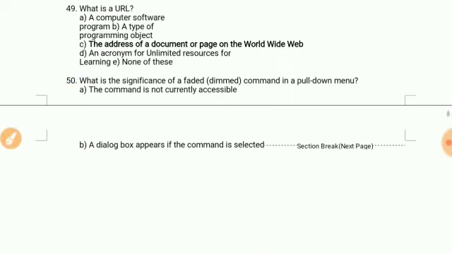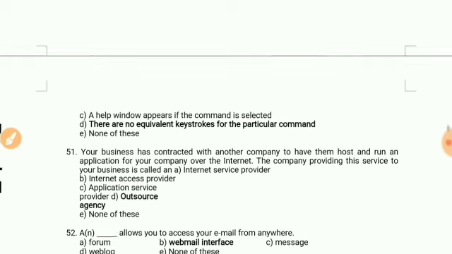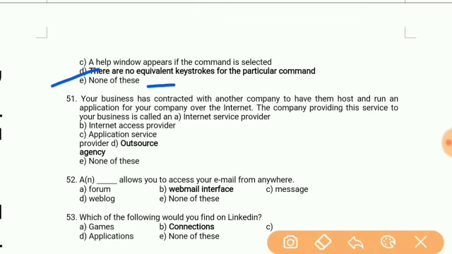Then number 50. What is the significance of a faded command in a pull down menu? And the answer is there are no equivalent keystrokes for the particular command.